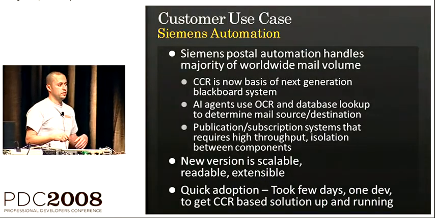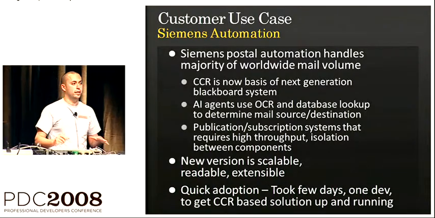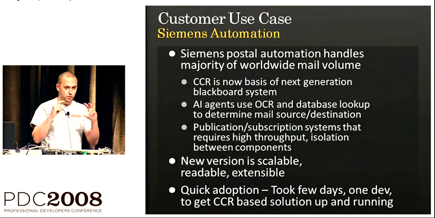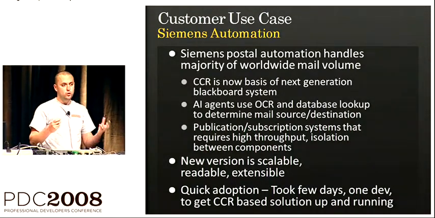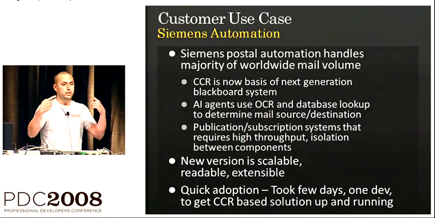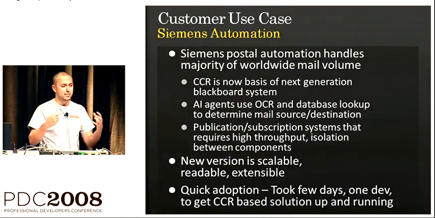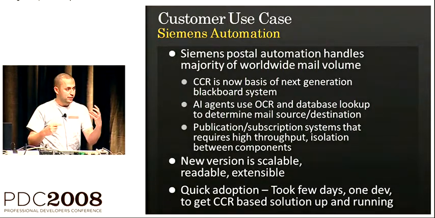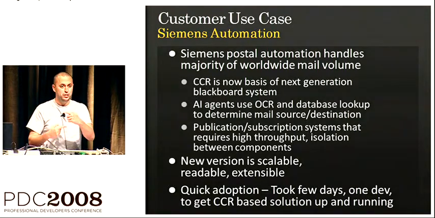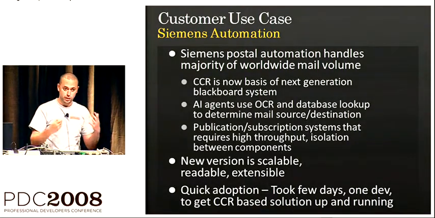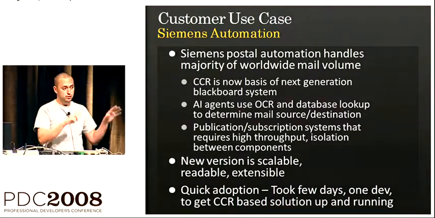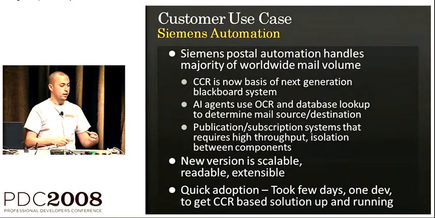This particular group of Siemens handles about 70% of physical mail in the world. They have these massive conveyor systems, AI agents, and they have this software construct called a Blackboard. It's basically a publication subscription system, and you have multiple beliefs, and they're message-based, and they basically argue about where this piece of mail that's flying at 10 meters per second through this conveyor belt needs to go. And it does multiple database lookups and all that. So they built their new version, and this is millions of lines of legacy code. They built the core of the new version on the CCR.